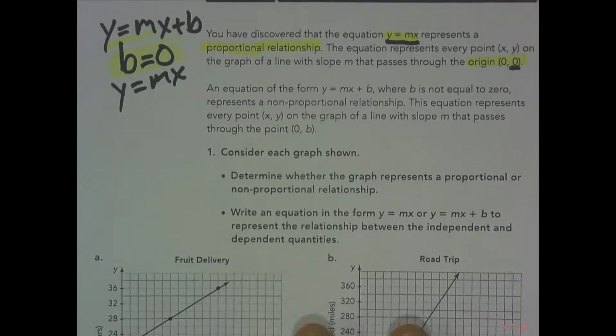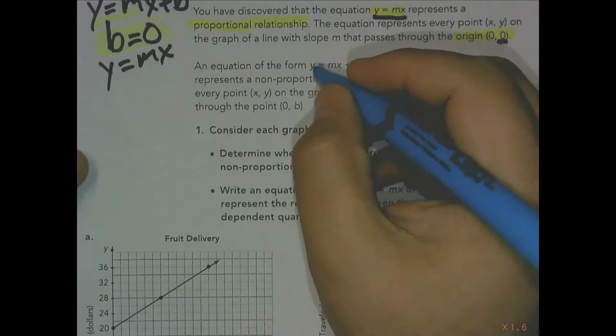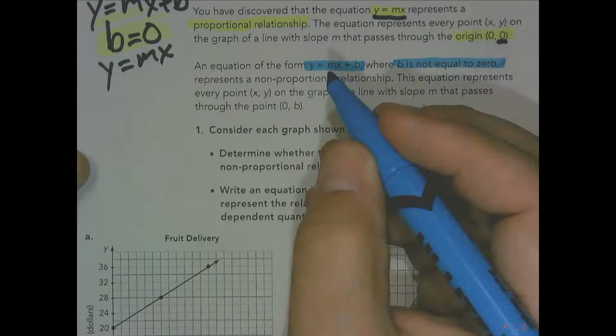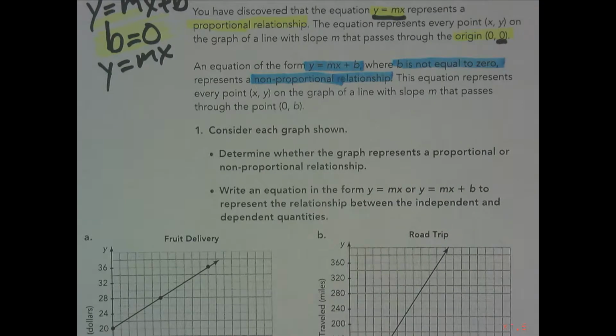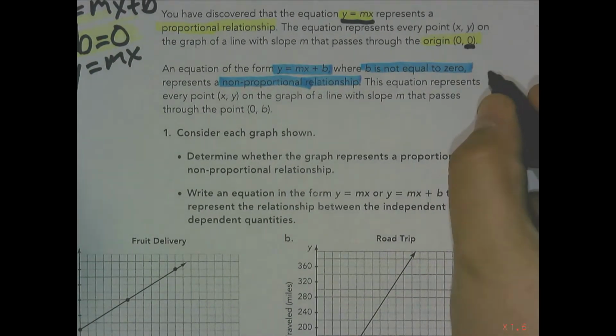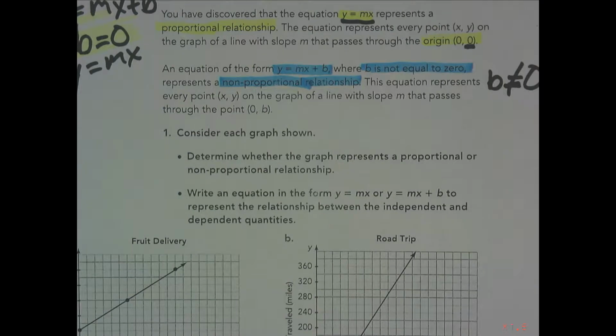Okay? So now if we go on to read that, it says an equation of the form y equals mx plus b, where b is not equal to 0. So underline that. Y equals mx plus b, where b is not equal to 0, represents a non-proportional relationship. Okay? So if b equals anything other than 0, so over here put b does not equal 0. So when I have an equal sign with a slash through it, that's saying b does not equal 0.